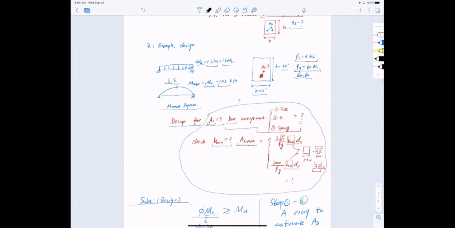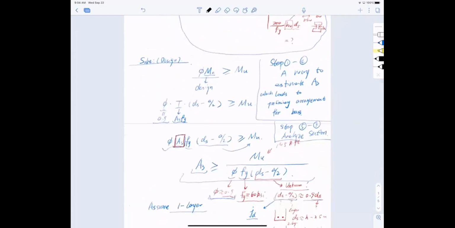So where did we start? We started with the design philosophy. The design capacity, phi Mn, where phi is the strength reduction factor and Mn is the nominal moment resistance, has to be greater than or equal to Mu, where Mu is the applied moment.